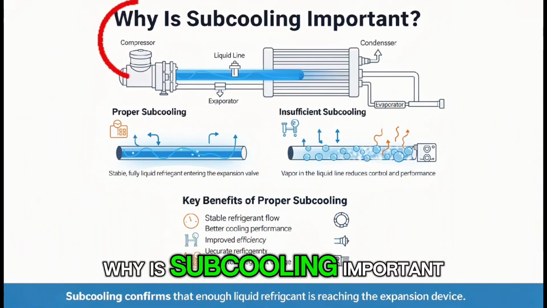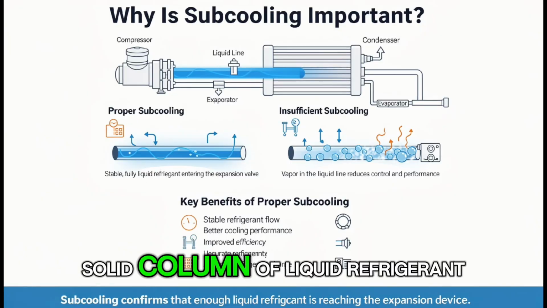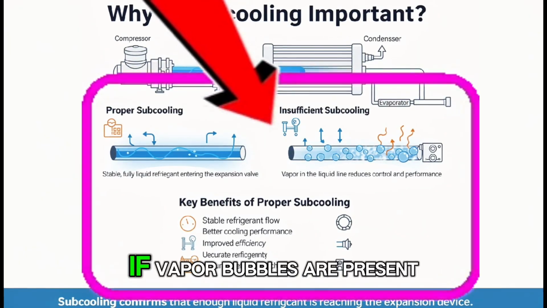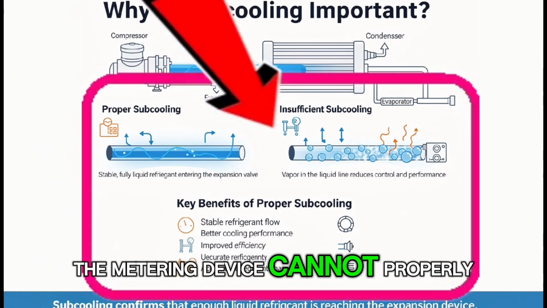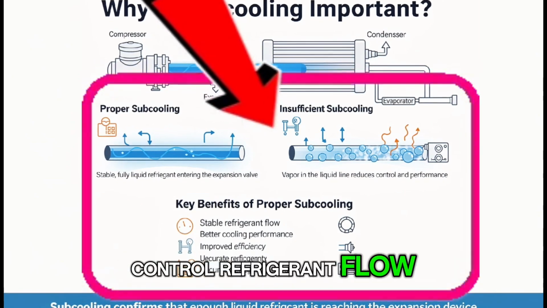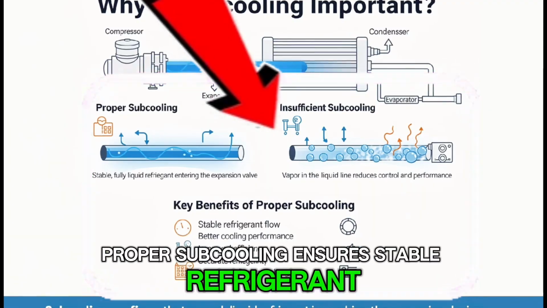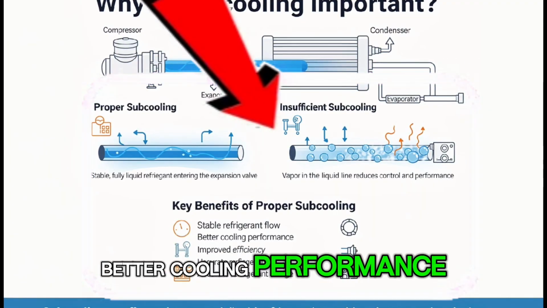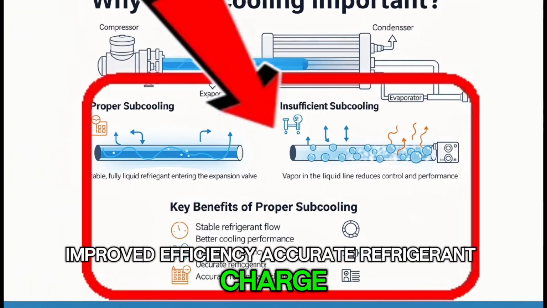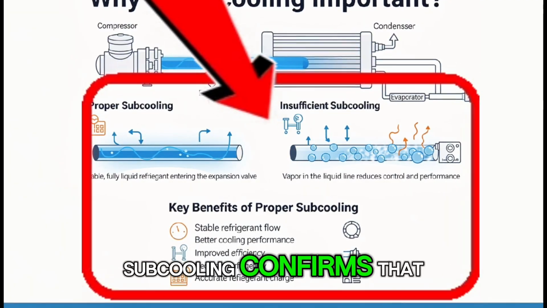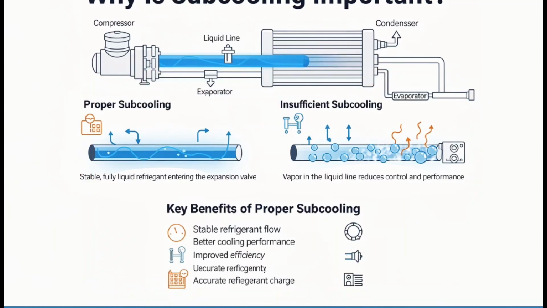Why is subcooling important? The expansion valve needs a solid column of liquid refrigerant. If vapor bubbles are present in the liquid line, the metering device cannot properly control refrigerant flow. Proper subcooling ensures stable refrigerant flow, better cooling performance, improved efficiency, accurate refrigerant charge. Subcooling confirms that enough liquid refrigerant is reaching the expansion device.